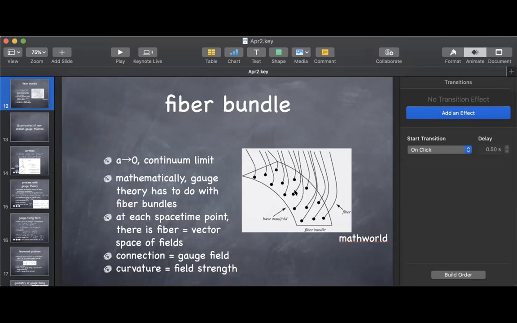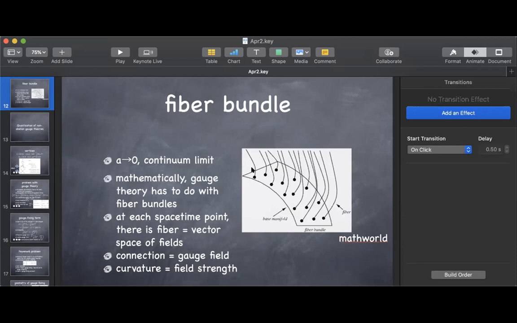So you start with some big space, which contains both the external space-time position and the internal vector space of the, let's say, quark fields or whatever. And then out of that big space, you define a projection back onto the space-time only, and that projection is what defines the fiber bundle.